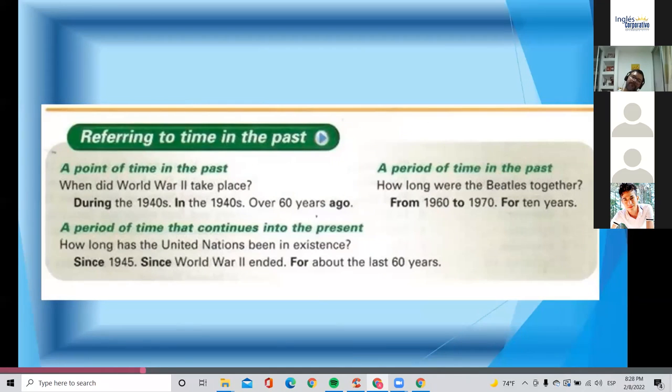A period of time in the past. How long were the Beatles together? From 1960 to 1970. For 10 years. A period of time that continues into the present. How long has the United Nations been in existence? Since 1945. Since World War II ended. For about the last 60 years.